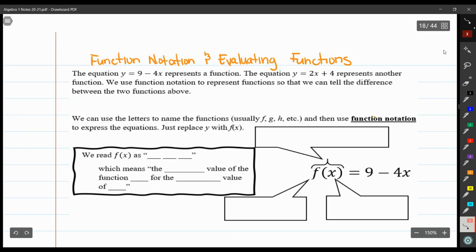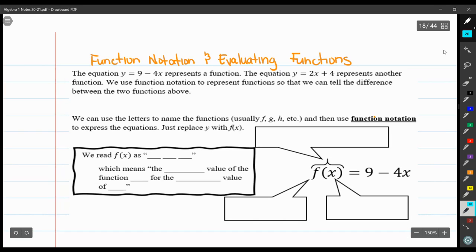Notation and evaluating functions. So I have a little situation. Let's talk about what this function notation is first, and then we can talk about how to evaluate it. So the equation y equals 9 minus 4x represents a function, and the equation y equals 2x represents another function.